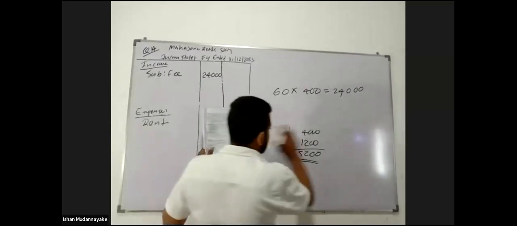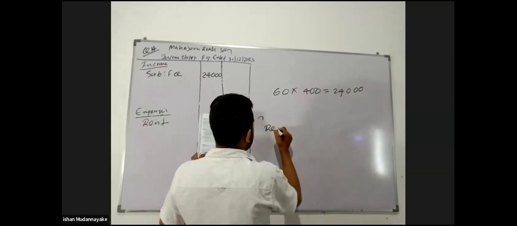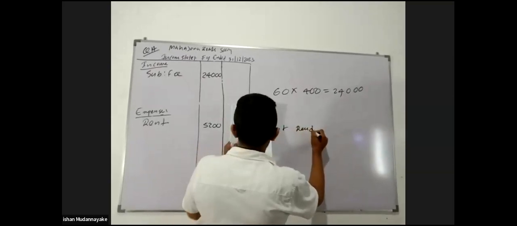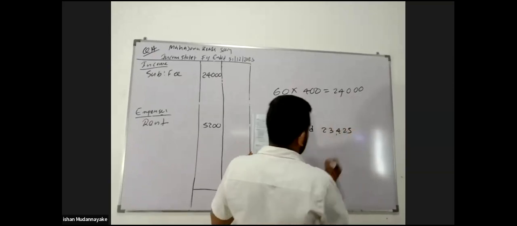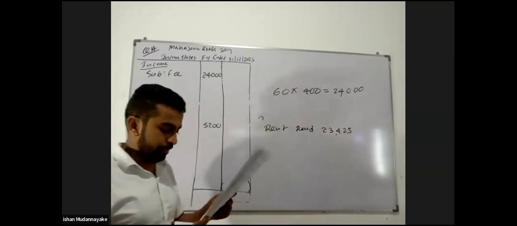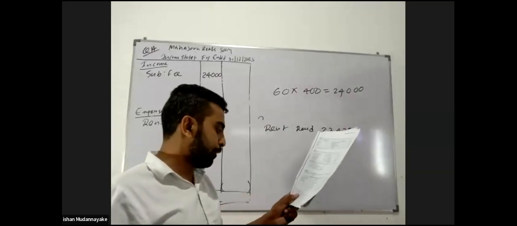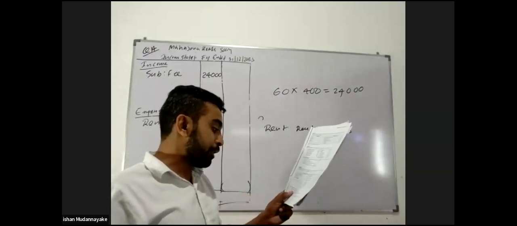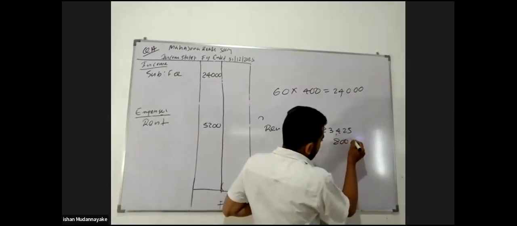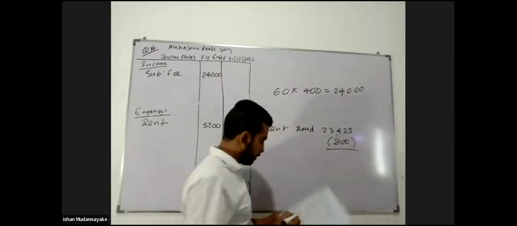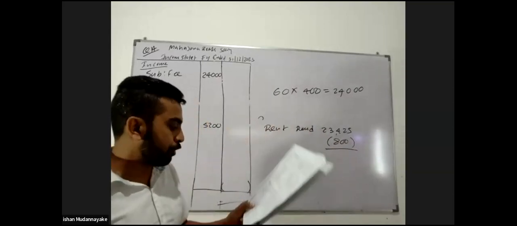Building rent received 23,425. Out of this 23,425, building rent received in advance, the excess received amount, is 800. Advance received amount 800. Total received 23,425.